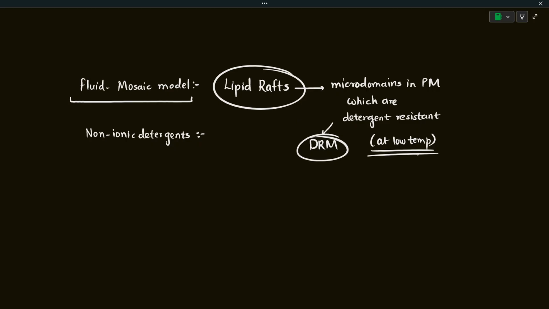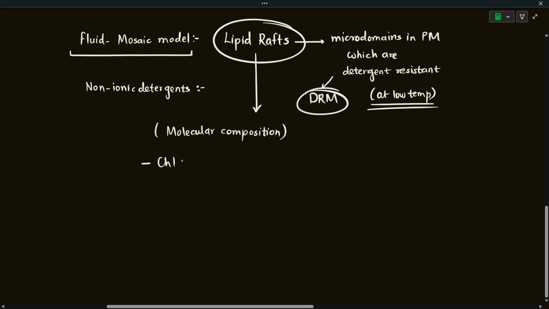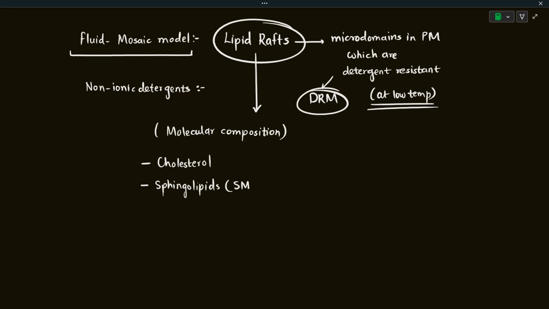So let's now learn about the molecular composition of lipid rafts. What is the molecular composition? The core components of lipid rafts are cholesterol, then sphingolipids, majorly sphingomyelin, and saturated phospholipids.